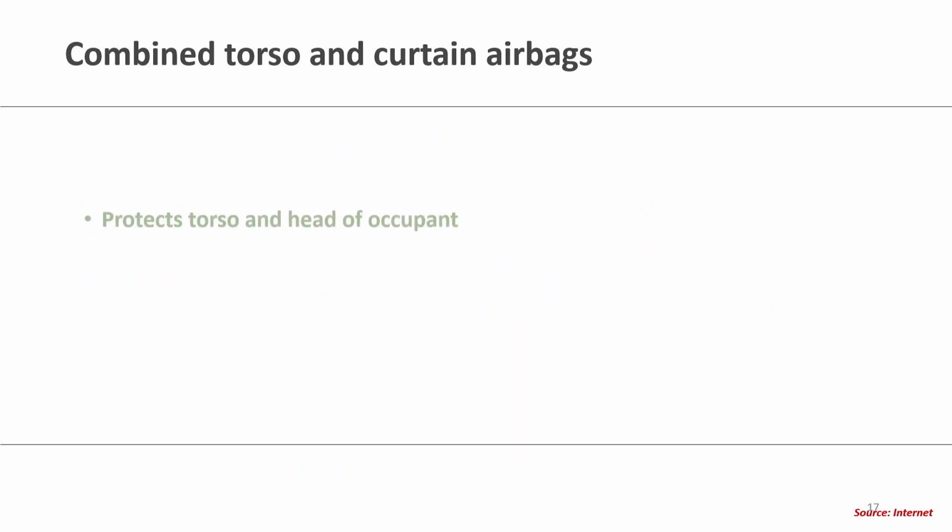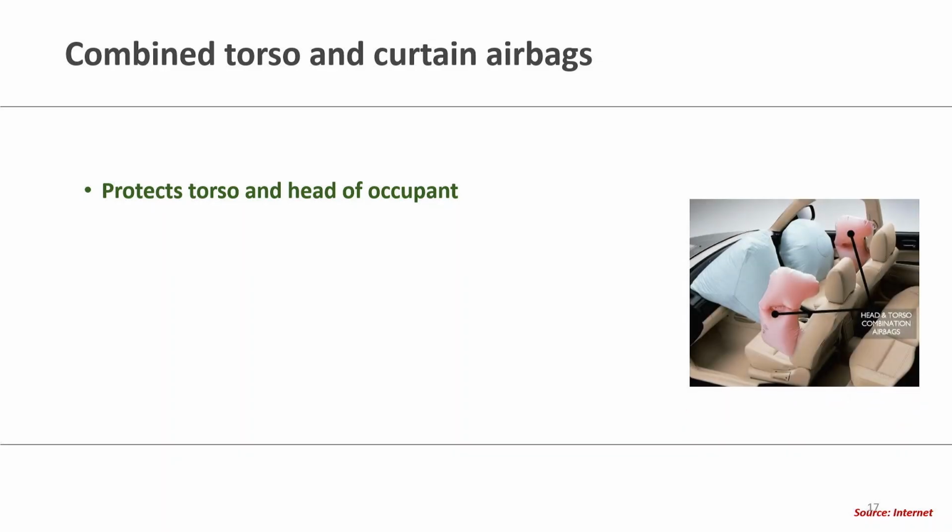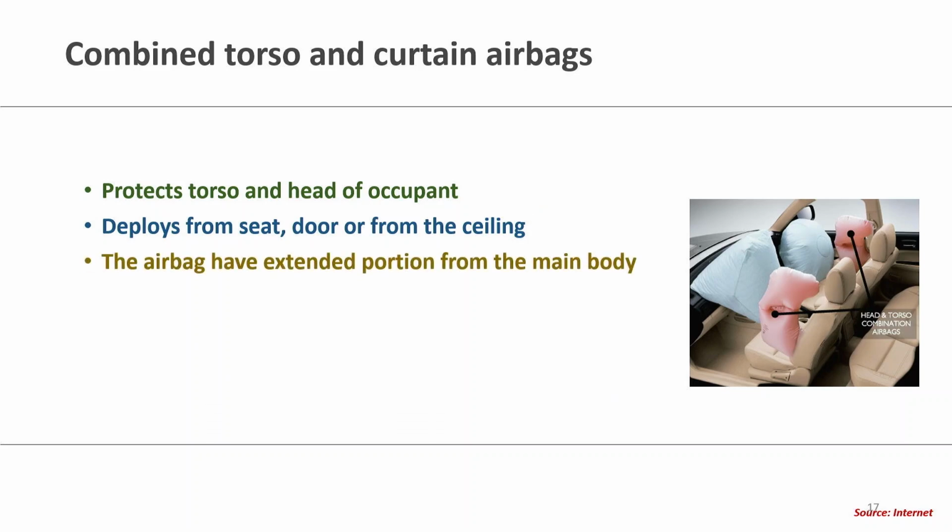The combined torso and curtain airbag protects the torso and head of the occupant. This is the combined system, a head and torso combination. It deploys from the seat, door or from the ceiling. So, they can be placed in different places. The airbag has an extended portion from the main body, but is less effective in rollover crashes.